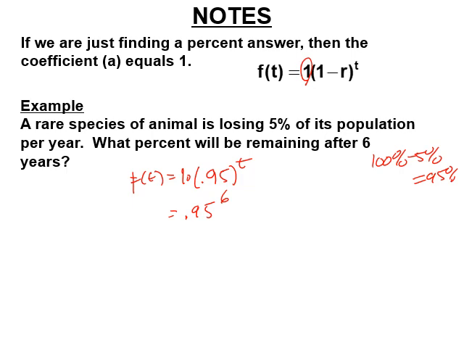0.95 to the 6th. At this point, it's approximate because I'm not going to round it. I get 0.7350. I get a bunch of other numbers. So let's make that back to a percent. That's around 73.5, so we should round up to 74%.